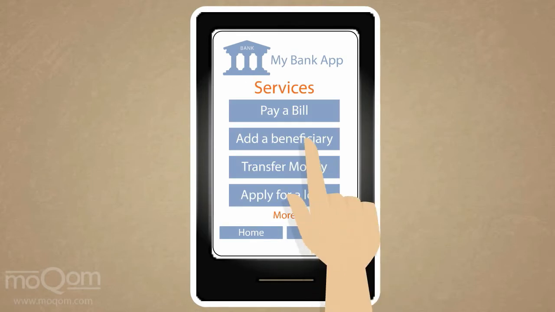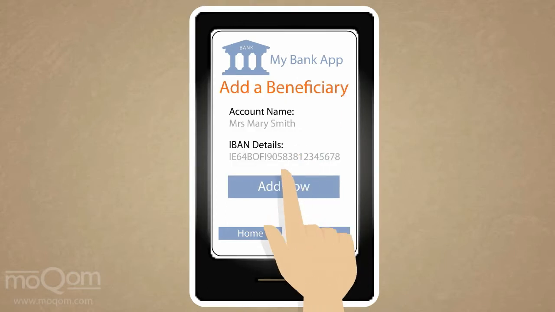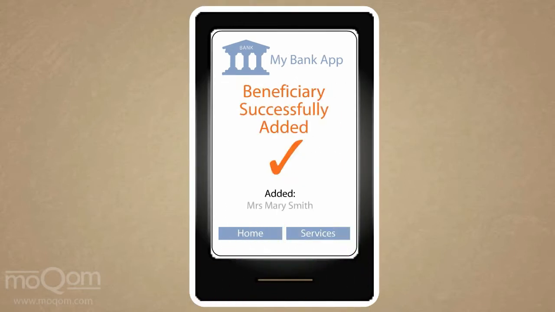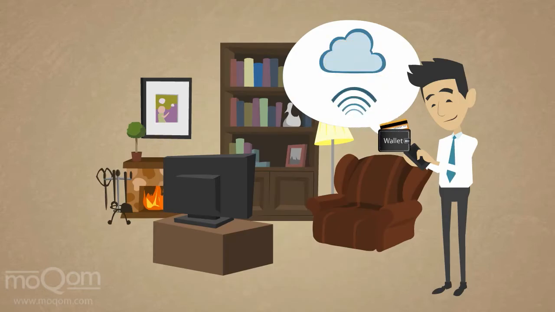He adds his mother as a beneficiary so that he can transfer money to her account. Jack then downloads his bank's virtual wallet app so that he has access to all his credit cards.